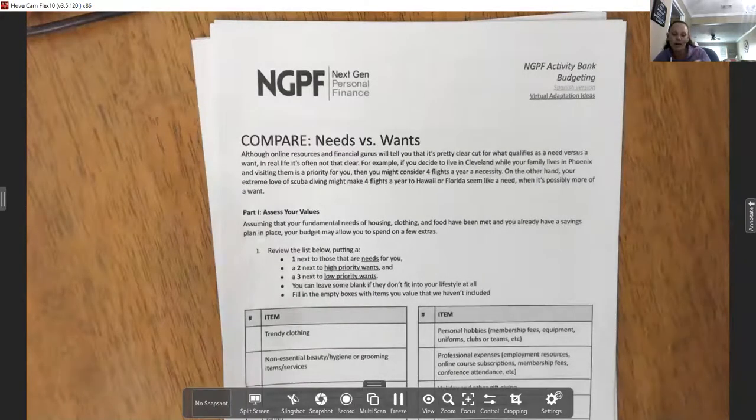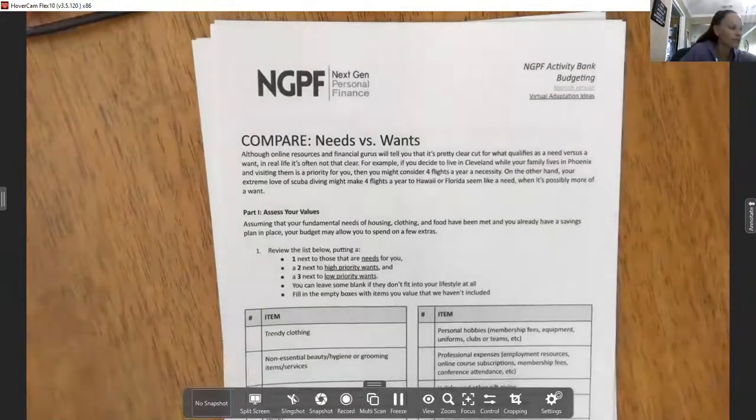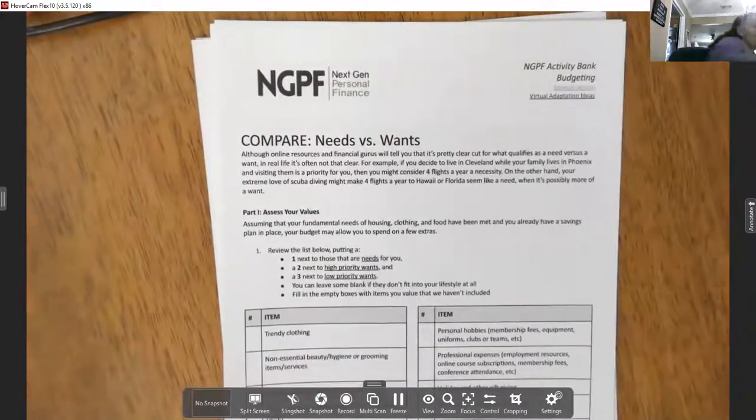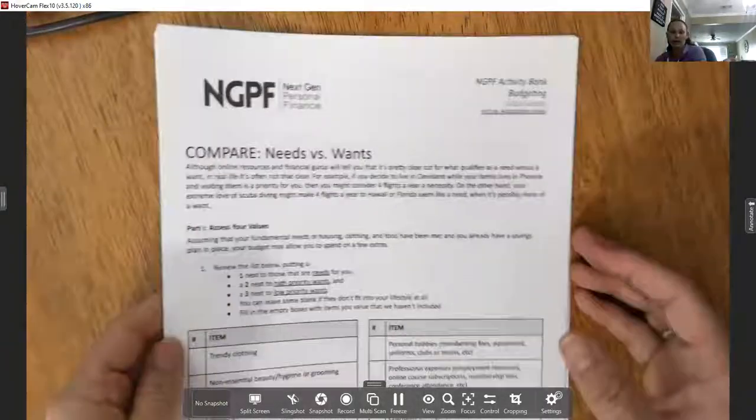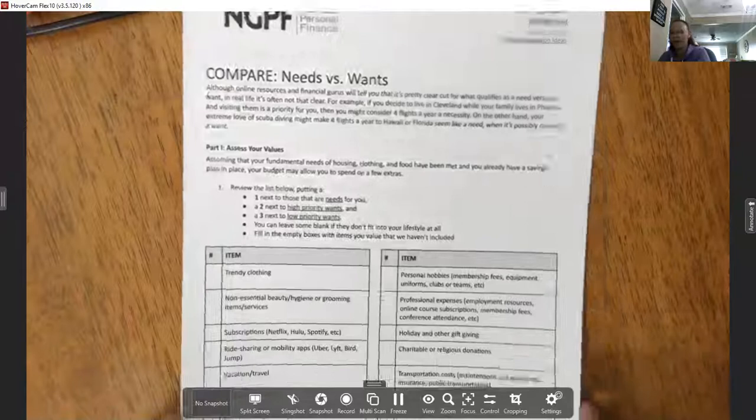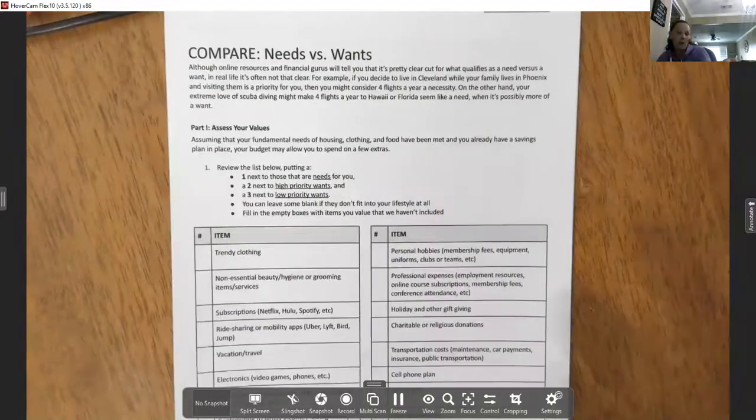And we kind of talked about that, right? Like cell phones for a lot of us, those are something that are very high priority. By definition, they're not a need. We can live without them. We might not feel like we can, but we're not going to die without them, essentially.